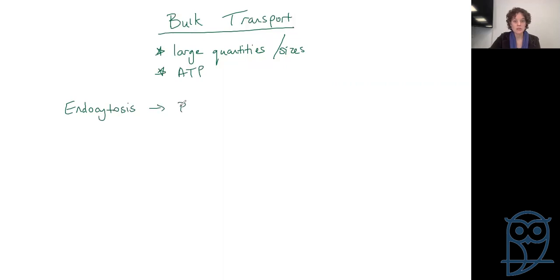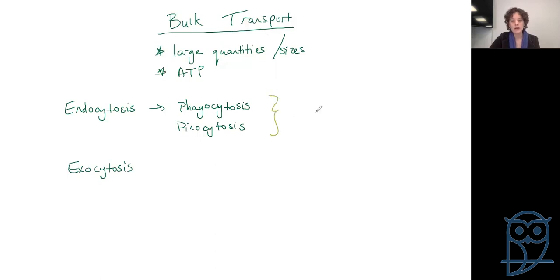This we split into phagocytosis and pinocytosis. So you've come across phagocytosis because you come across it in immunity at IG. Okay, we also have the exocytosis, which is the removal of things, the release of hormones, for example.